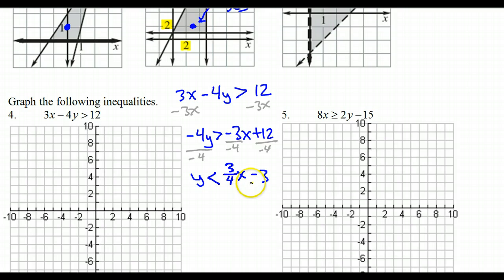Now we're ready to graph. Remember, sometimes when we graph these lines, they will be solid lines, like this, and other times they will be dotted lines, like this. They will be solid when we have greater than or equal to, or if we have less than or equal to. If it has a little equal to part to it, then it's a solid line. If it's just greater than or just less than, then you've got a dotted line. Okay, this one is just less than. So this will be a dotted line.